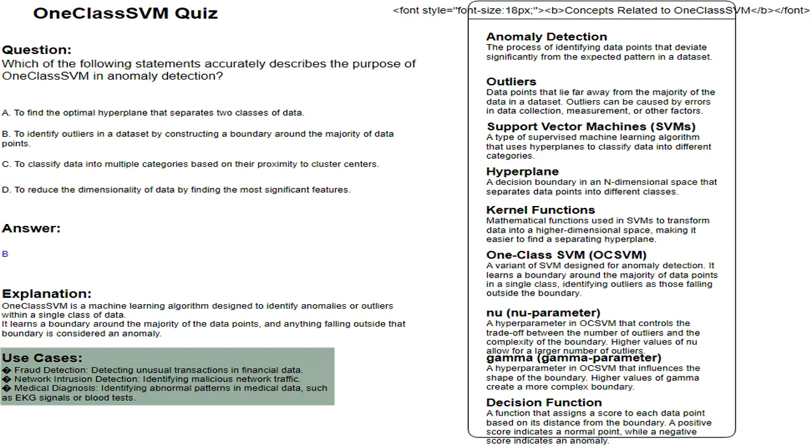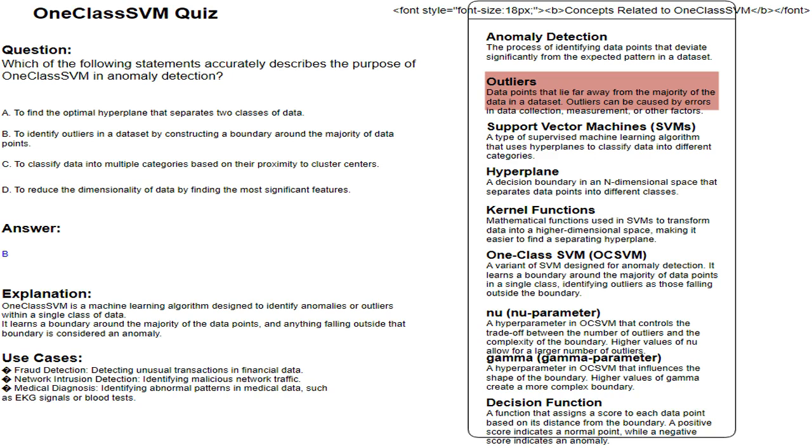Kernel functions are mathematical functions used in SVMs to transform data into a higher dimensional space, making it easier to find a separating hyperplane. Kernel functions are essential for nonlinear classification in SVMs. Consider data that cannot be separated by a straight line in 2D space. A kernel function could transform the data into a higher dimensional space where it becomes linearly separable.